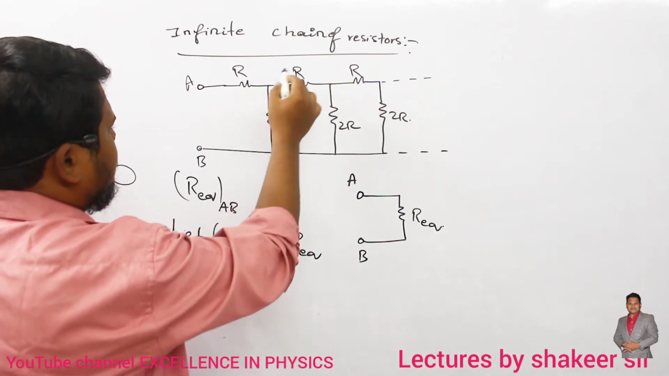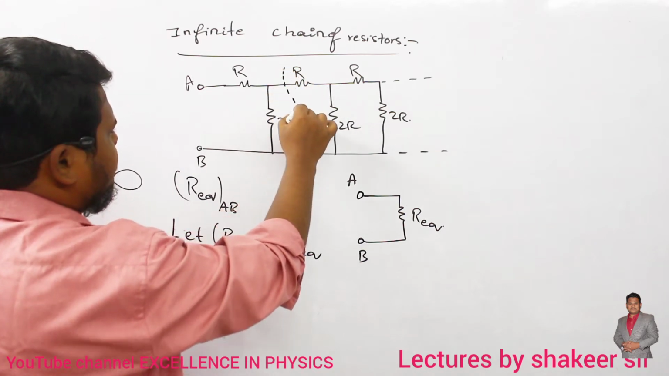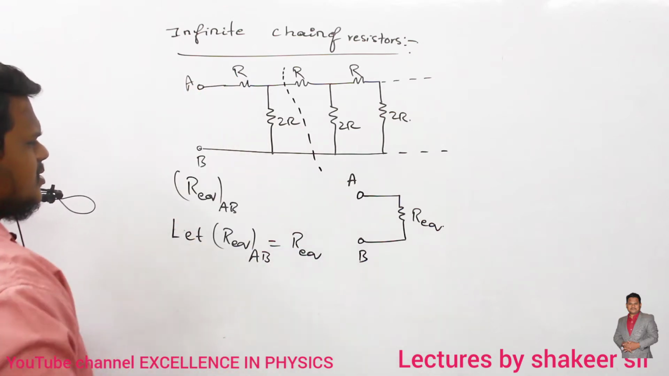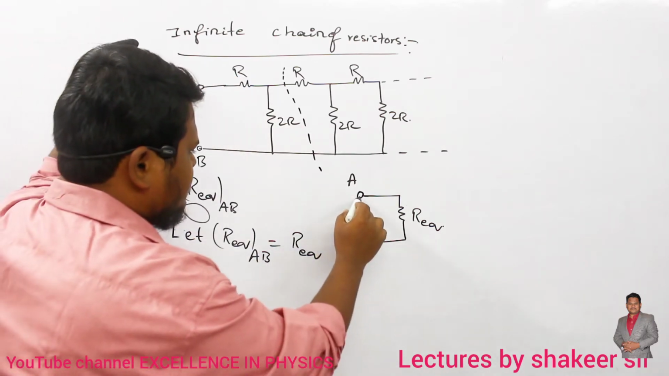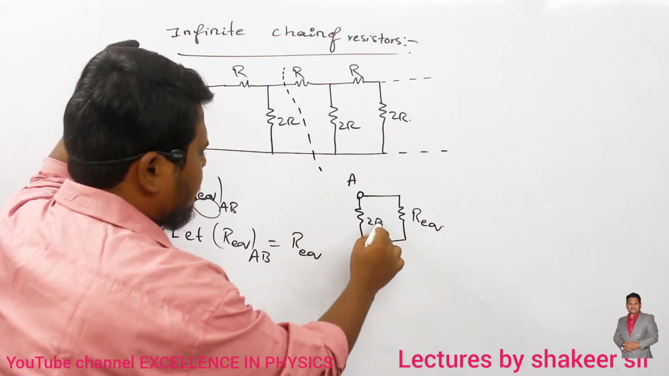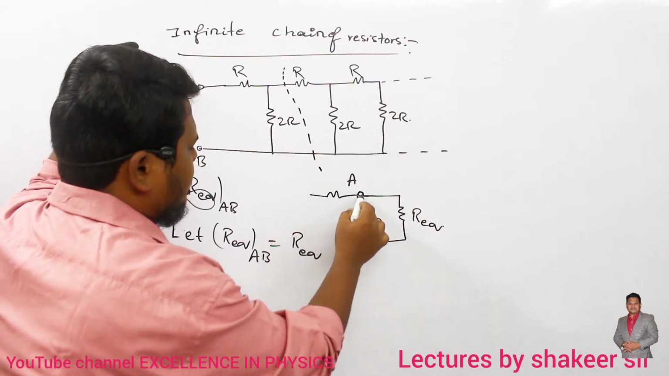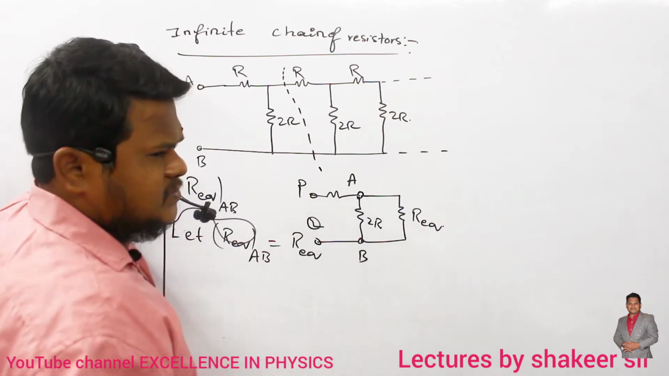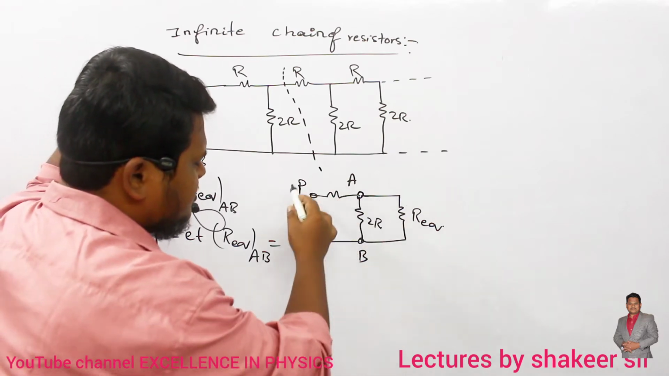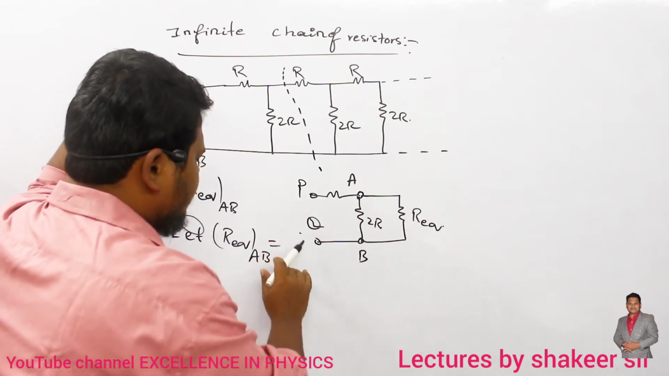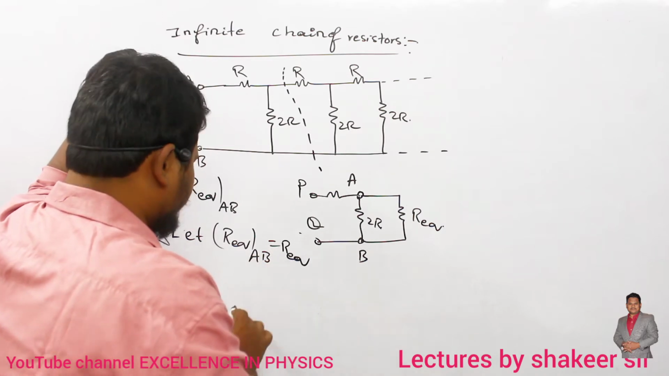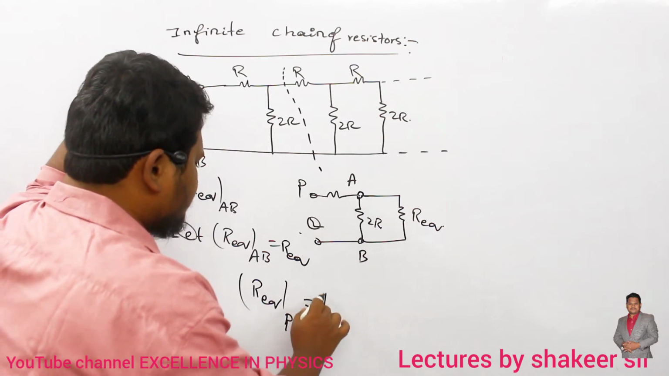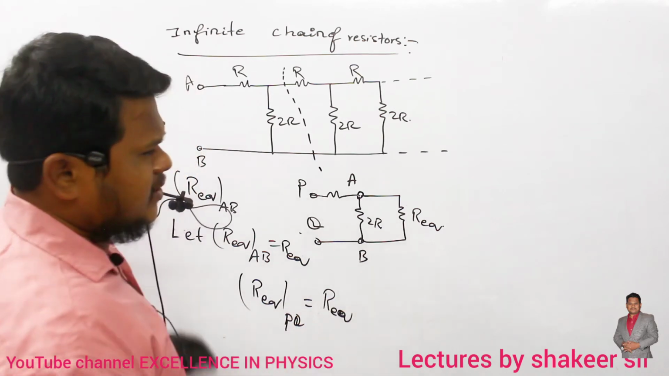Symmetry is up to here, no? So I will add this 2R and I will add this R resistance to this circuit. So this is 2R and this one is R. Let it be point P and let it be point Q. Now if I calculate the resistance of this total circuit, then also it is equal to R equivalent only. Now R equivalent resistance between point P and Q should be how much? It also should be equal to R equivalent only.